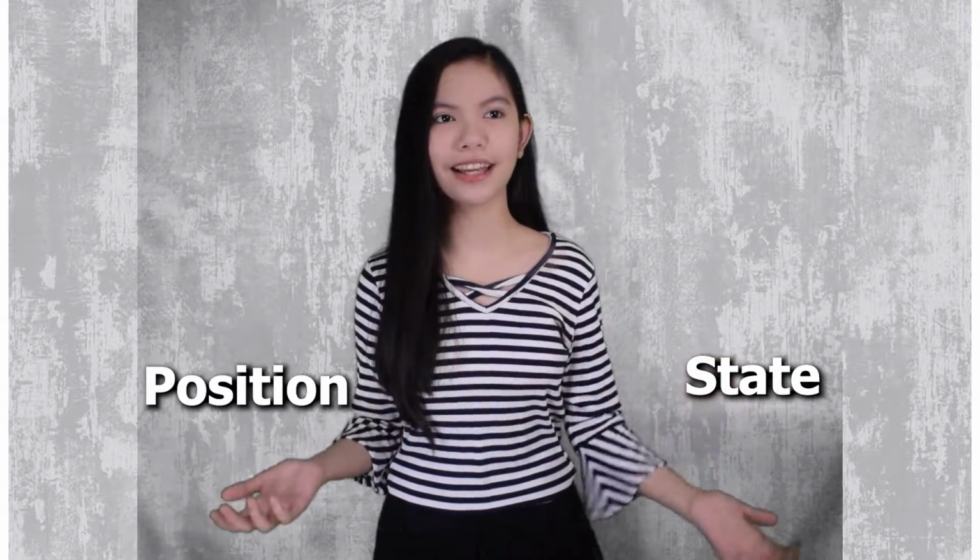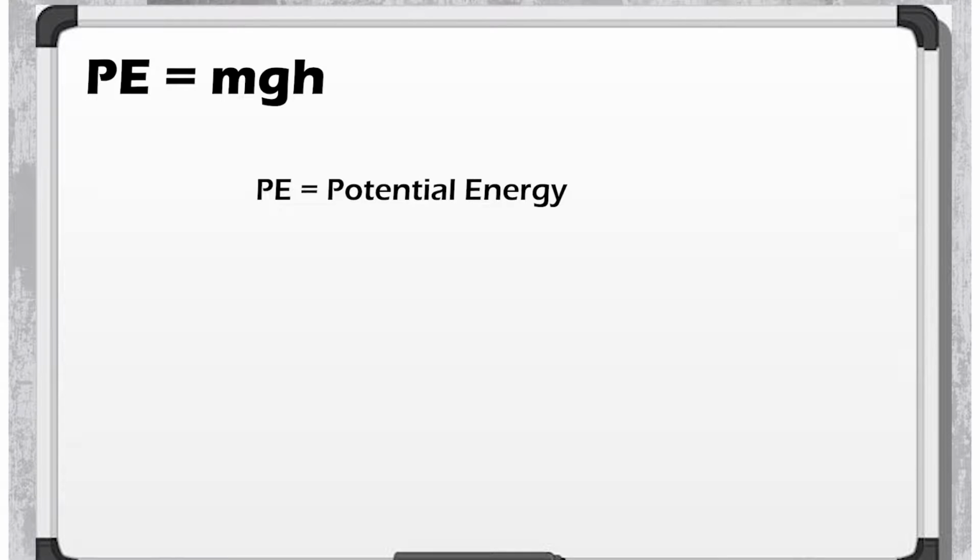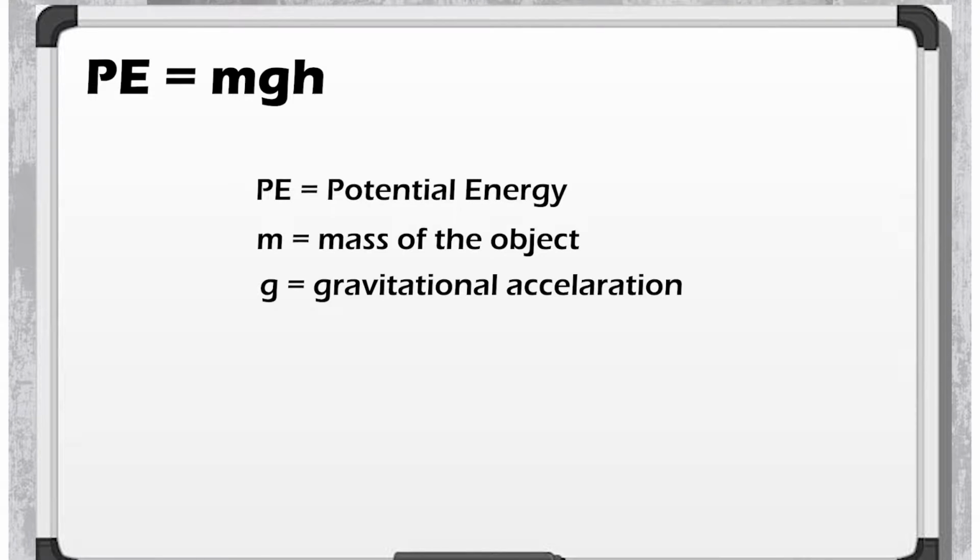Potential energy. Potential energy is energy stored in a substance or an object due to its position, state, or arrangement. It is affected by the mass and location of the object with respect to the ground. This is the formula for potential energy, where PE is potential energy in joules, m is the mass of the object, g is the gravitational acceleration, and h is the height of the object from the reference point.